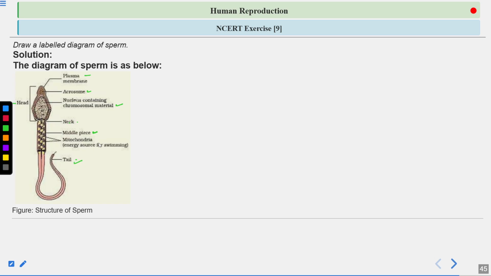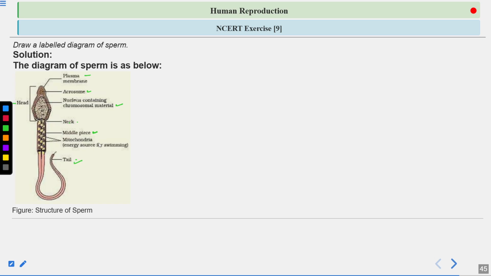Sometimes two eggs are also released. Usually one egg is released per menstrual cycle, or per month. But sometimes two eggs are also released. So if there are two eggs, then sperm can fertilize these two eggs. So in this case, two fetus will develop. Two embryo will develop. Okay, so the female will bear two child here in this case.